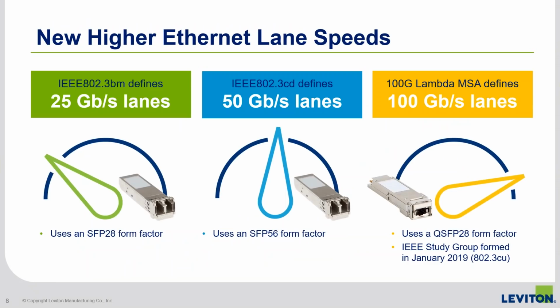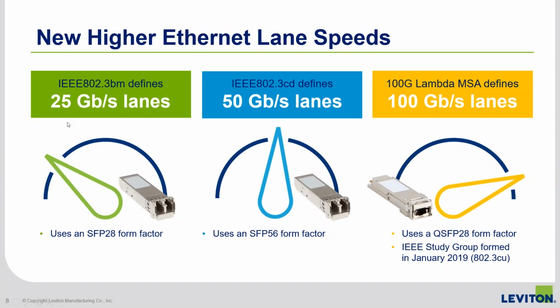Next, I want to talk about lane speeds. In order to get to those higher speeds that we were talking about, the 100 gig and the 400 gig, you need higher lane speeds as part of that solution. So just an overview of that.